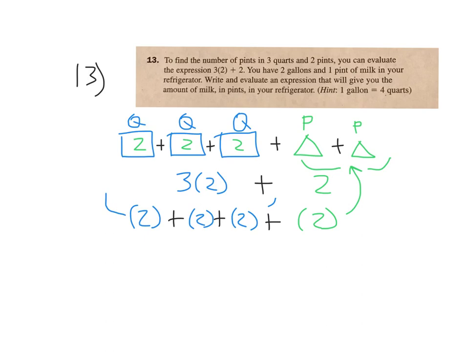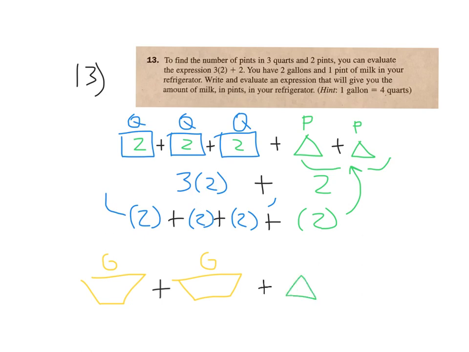Okay, so let's see here. You have 2 gallons and 1 pint of milk. So gallons are a whole other thing that I'm going to represent as this kind of open top thing. We have 2 of those. So these are gallons. And it's 1 pint of milk. So that's going to be plus 1 pint of milk.